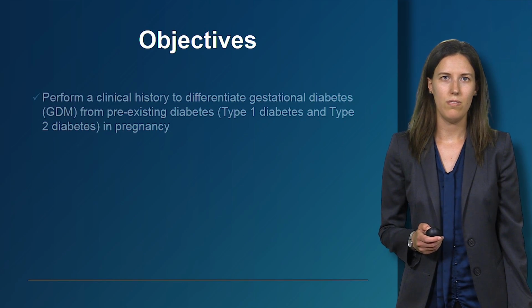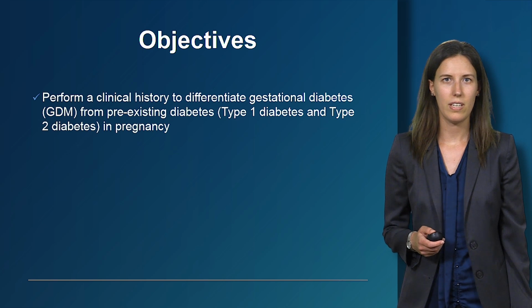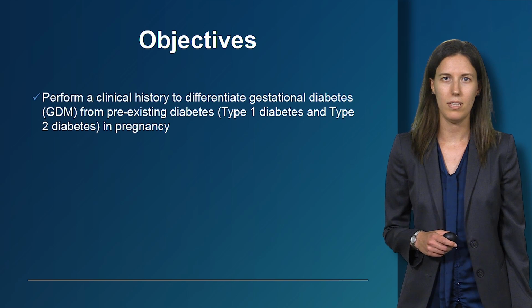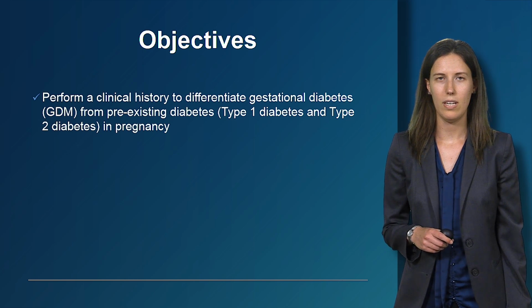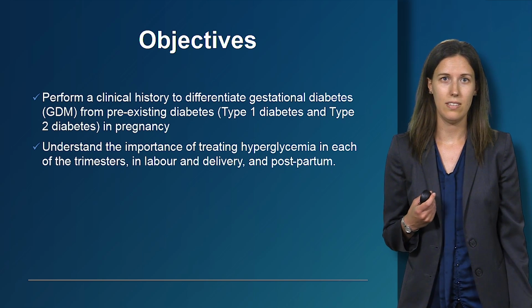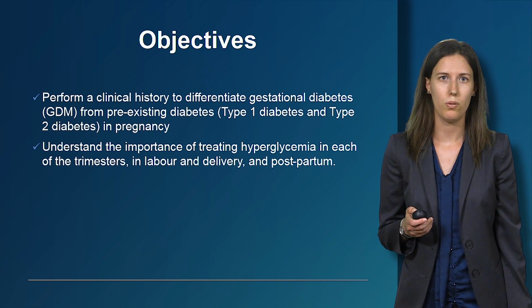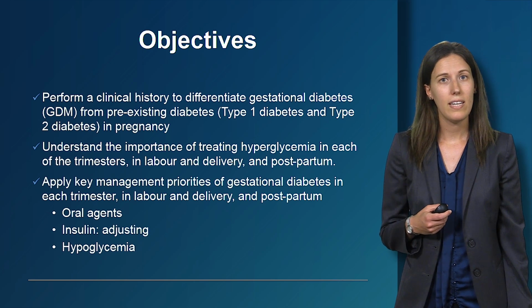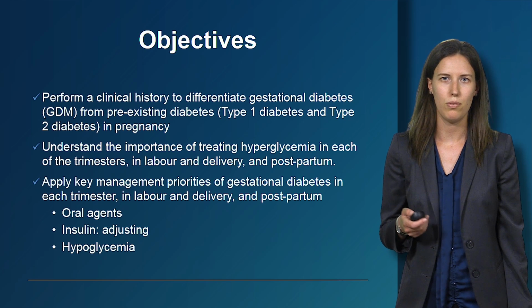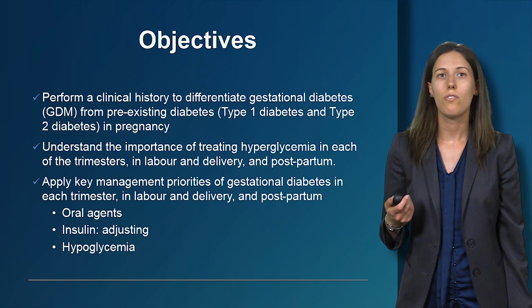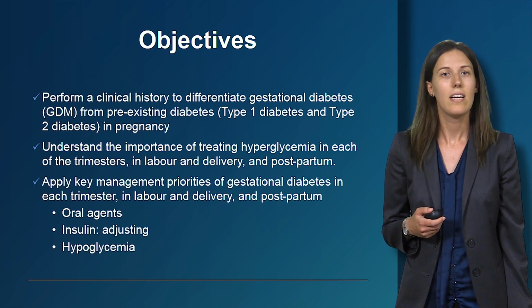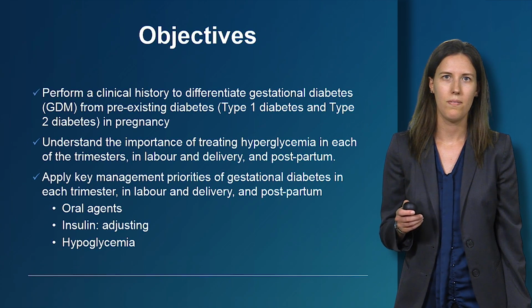The objectives for this video are for you to be able to perform a clinical history to differentiate gestational diabetes from pre-existing diabetes, including type 1 and type 2 diabetes in pregnancy, to understand the importance of treating hyperglycemia in pregnancy, labor and delivery, and postpartum, and to be able to apply these key management priorities of gestational diabetes in pregnancy, labor and delivery, and postpartum, including the use of oral agents, insulin, including how to use it and how to adjust it, as well as hypoglycemia management.